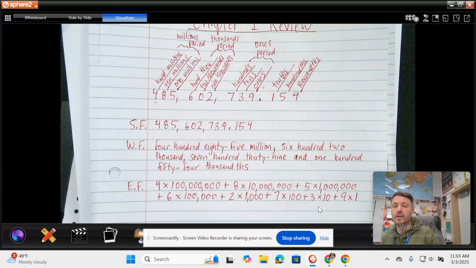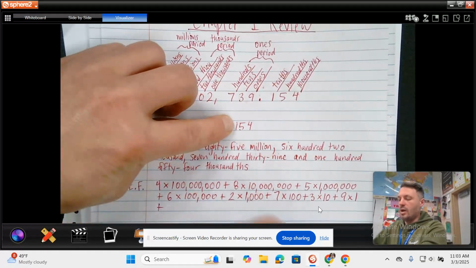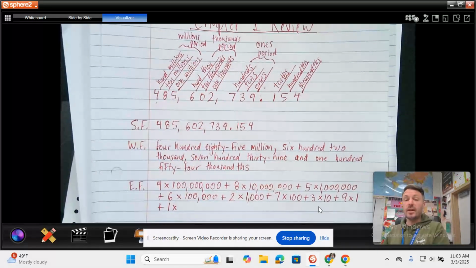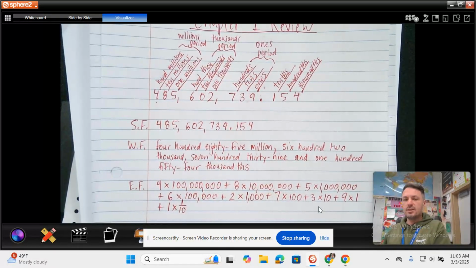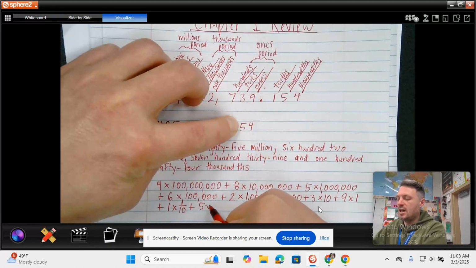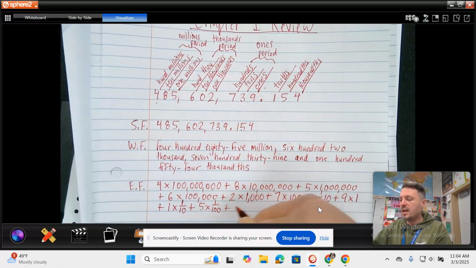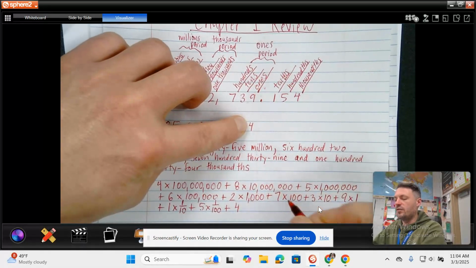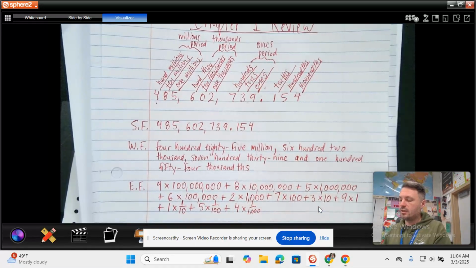But we're not done. We still have the 1, the 5, and the 4 in the tenths, hundredths, and thousandths places. So we write plus 1 times its place value position. That 1 is in the tenths place, so we multiply 1 times 1/10, plus 5 times, that 5 is in the hundredths place, so it's 5 times 1/100, plus 4, that 4 is in the thousandths place, so it's 4 times 1/1,000.